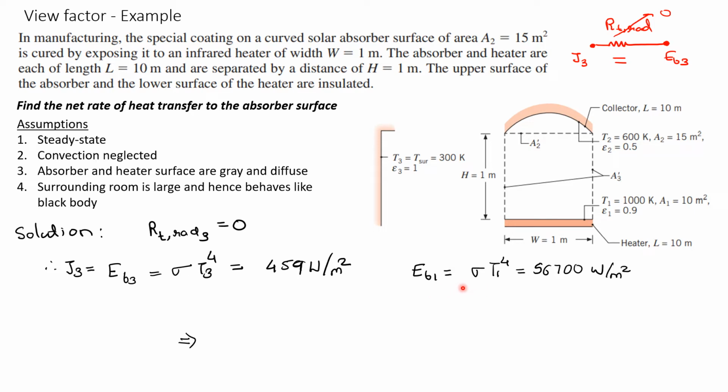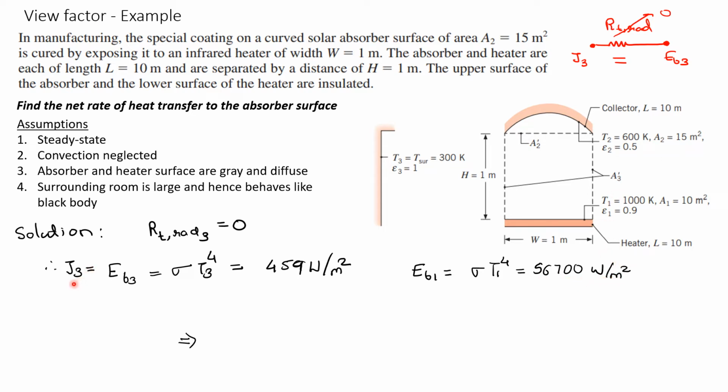The next thing that we can calculate is how much heat flux is emitted by surface 1. We know the temperature, we know the value of sigma. Plugging in these values, we get EB1 as 56,700 watts per meter square.